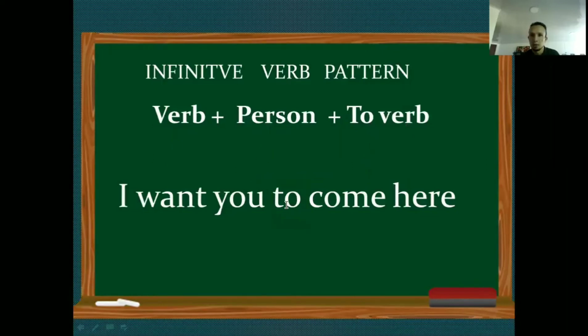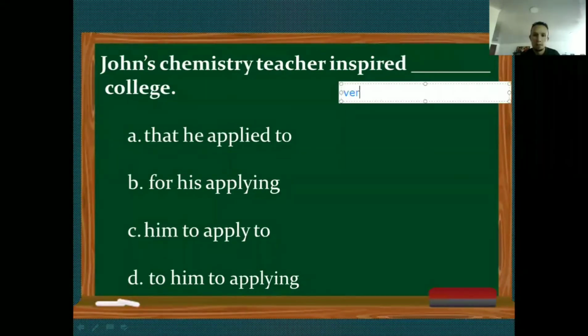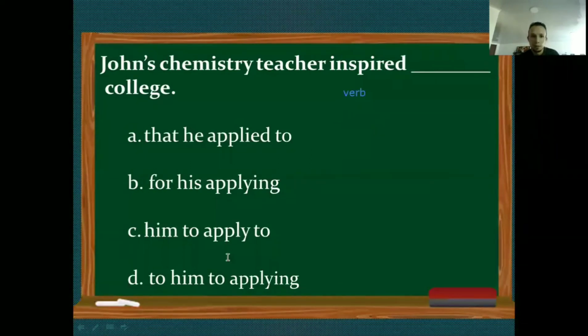For example, in our previous case, we got John's chemistry teacher inspired. We have this as being the first verb, inspired. We got the second verb that is apply, and in the middle of those two we have the person, in this case him. Okay, so it says that John's chemistry teacher inspired him, and it's necessary to use to apply to college.